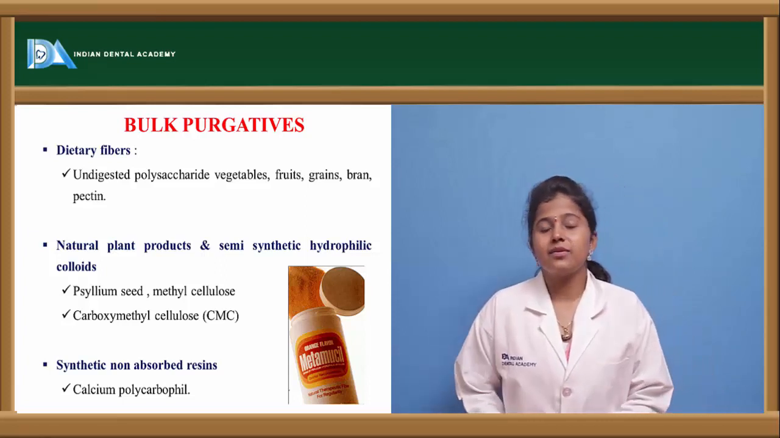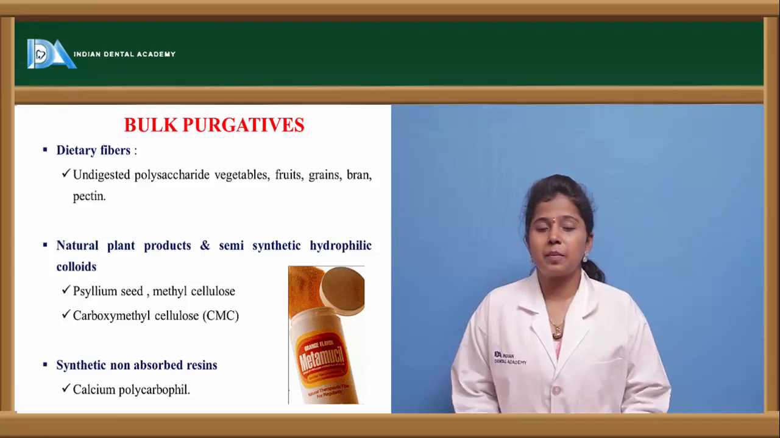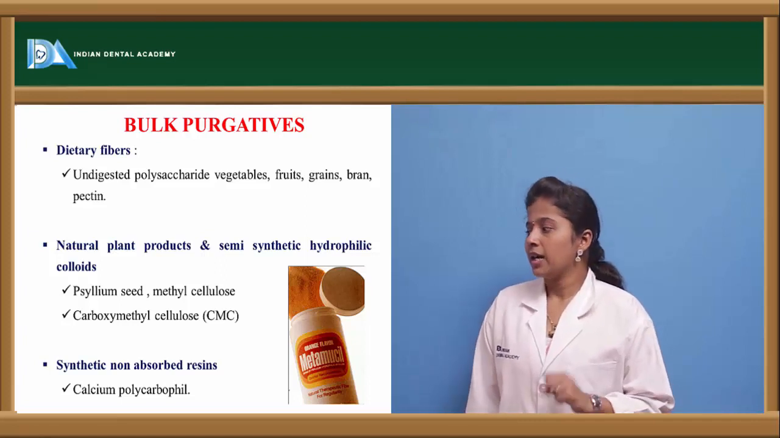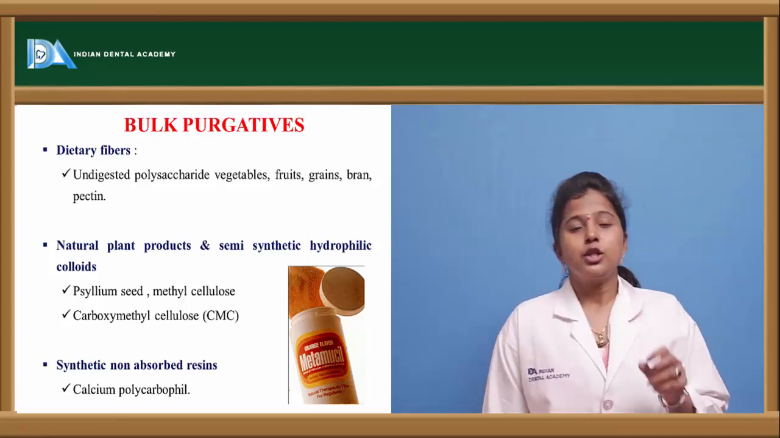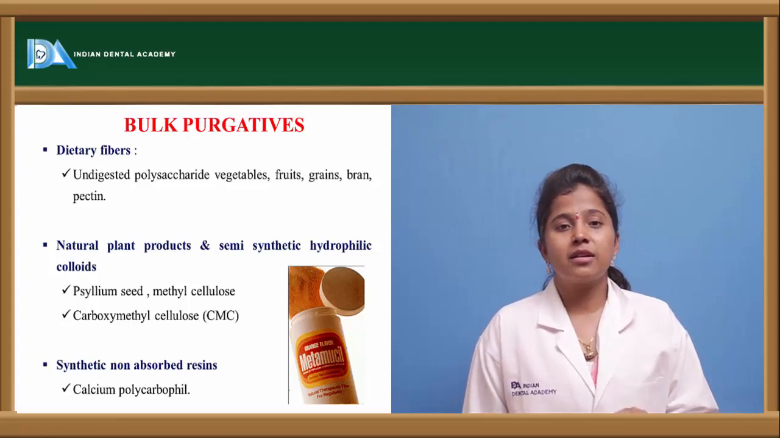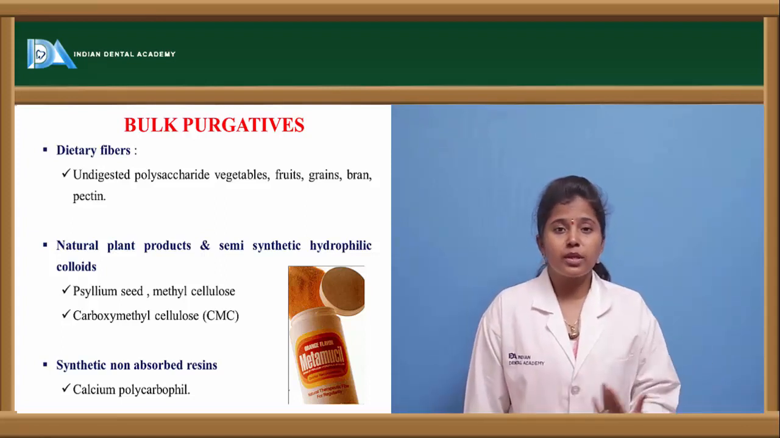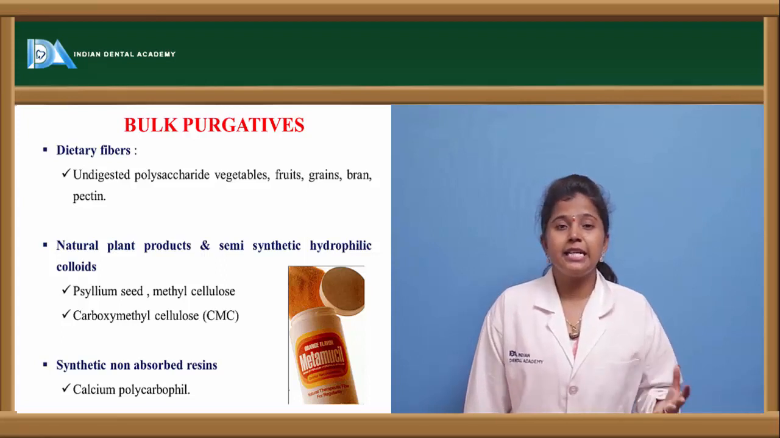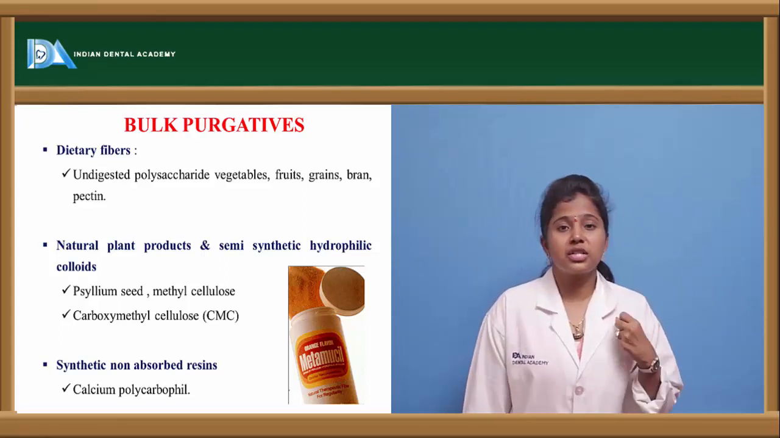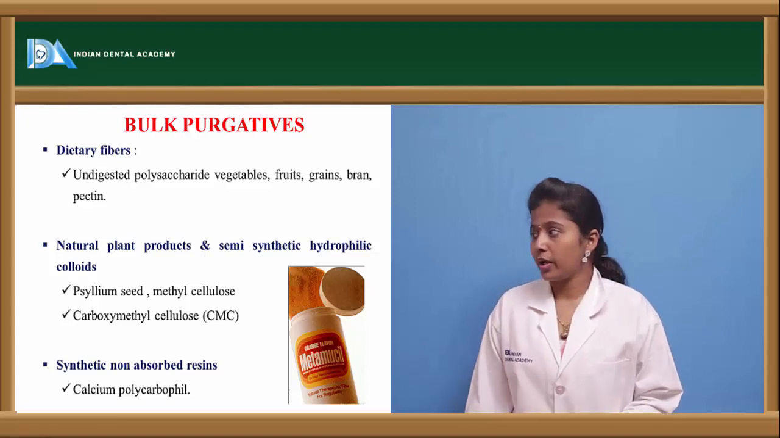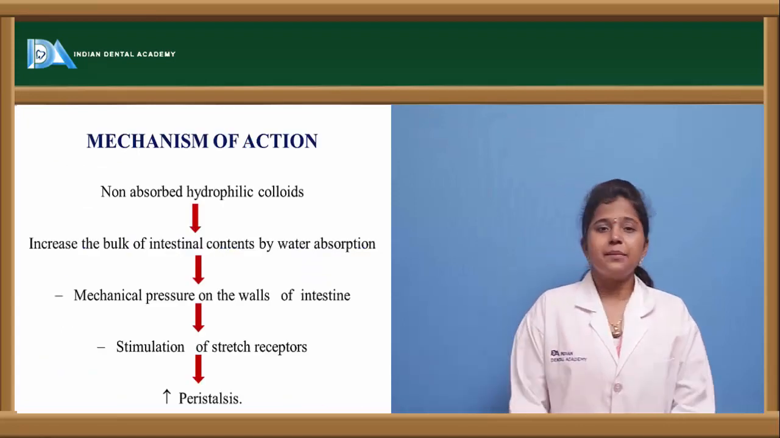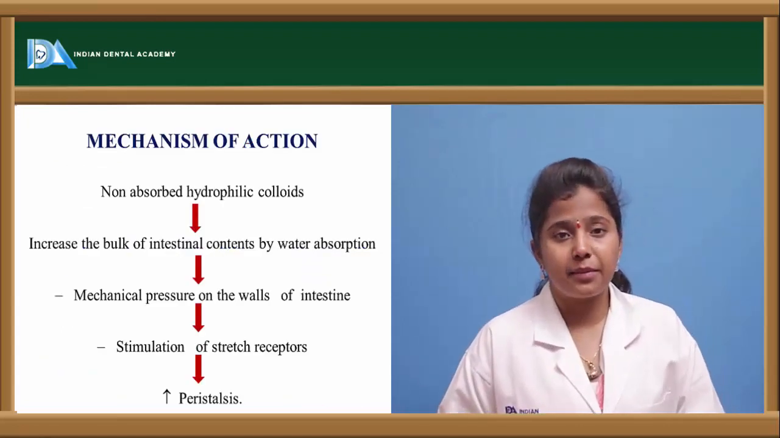And synthetic derivatives, which are prepared artificially, include calcium polycarbophil. Calcium polycarbophil is a drug in the form of a resin, and this resin is not absorbed into the body so easily. It needs to have some additive in order for this resin to get absorbed into the body. What is the mechanism of action behind these bulk purgatives?